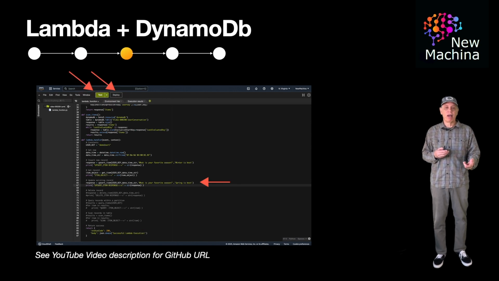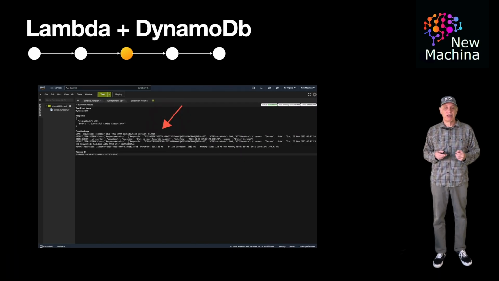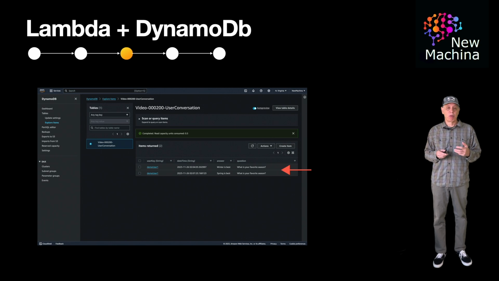So I click the deploy button and execute the Lambda again. I can now see in the logs that it did what we expected. It inserted the second item, and then it went and updated the second item. And I can confirm that by going back over to the DynamoDB homepage, looking at the Explore Items tool, and seeing that the second item indeed has an answer, which is spring is best, which was the update.